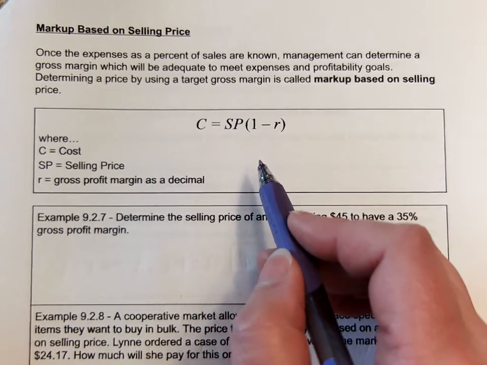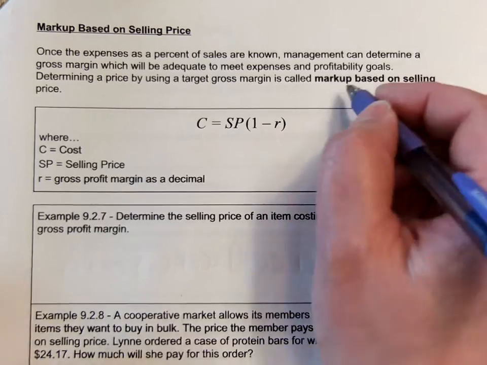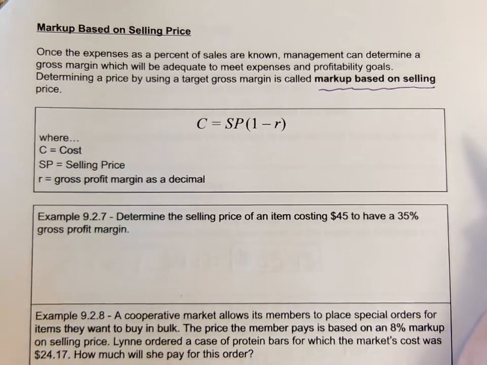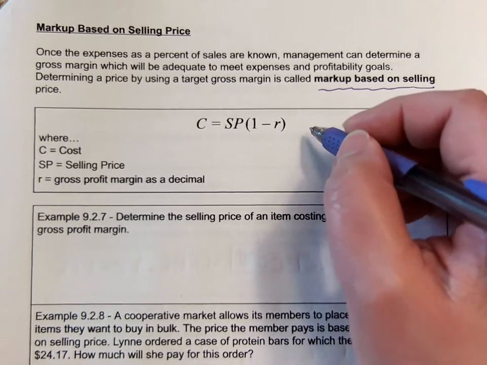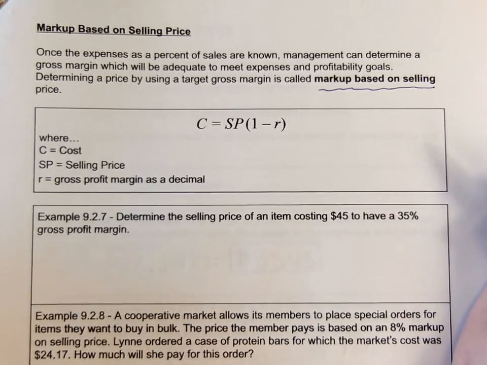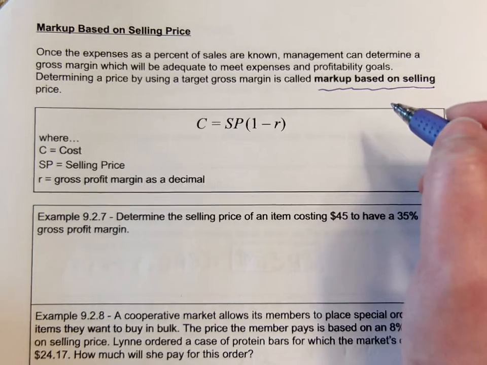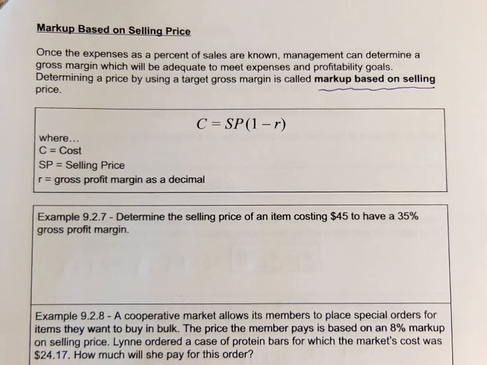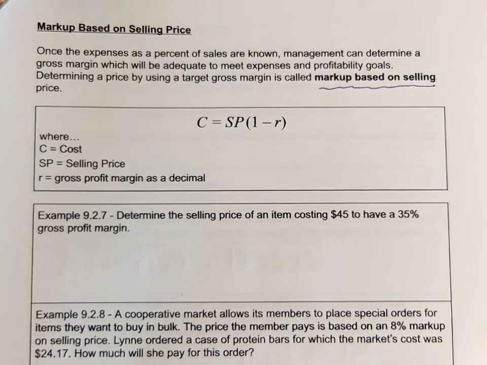When you get to the challenge task, I typically have this markup based on selling price in bold or italicized to clue you in to use this formula, and not just the basic markup formula, but the markup based on selling price formula. They're two different things. You get a close answer, but they're not the same. All right, so let's give it a whirl.